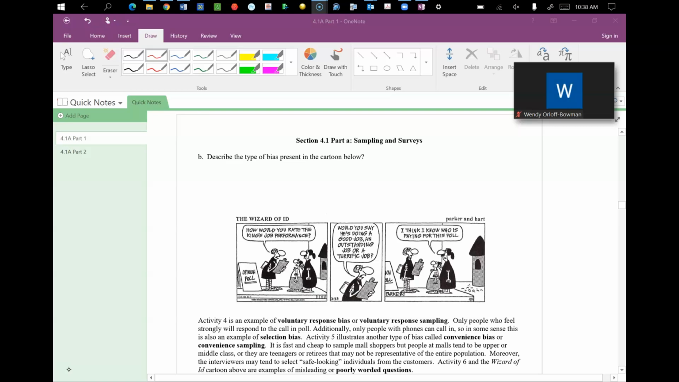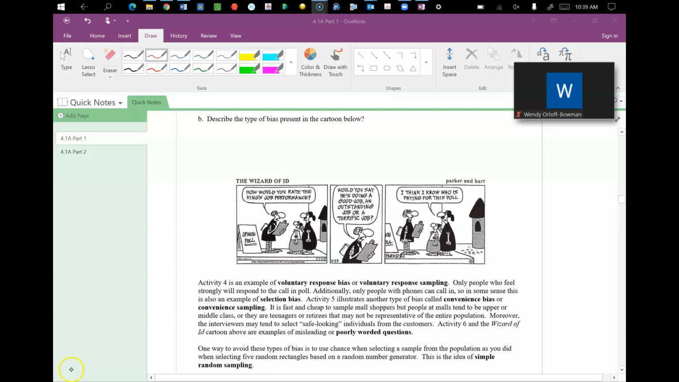Would you say the king is doing a good job, an outstanding job, or a terrific job? None of those allow for the king doing a mediocre or a poor job. So even though you collect responses from, let's assume, randomly selected subjects, the respondents may not truly reflect their opinions. That's an example of a response bias.